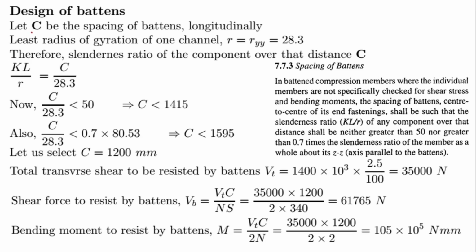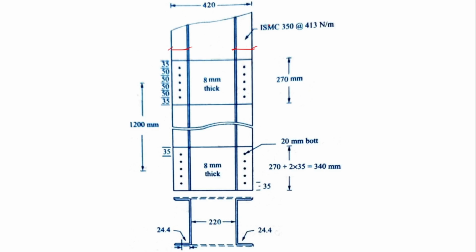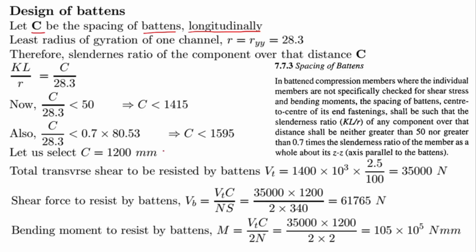Let C be the spacing of battens longitudinally. That means if you see the figure, this is one batten and this is the other batten. The center to center distance between the two battens is assumed as capital C. Least radius of gyration of one channel, r equal r_yy. For the channel, it will have two radii of gyration, r_xx and r_yy. Among these two values, r_yy will be the minimum, which is 28.3 mm.